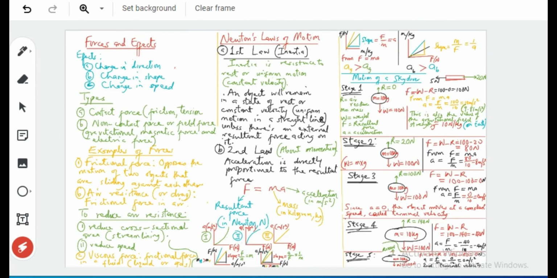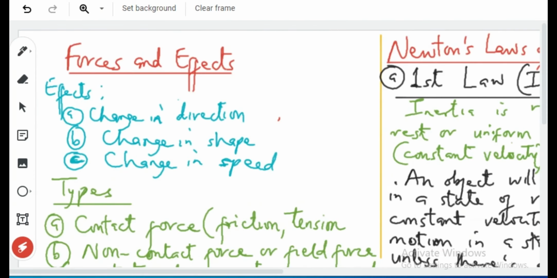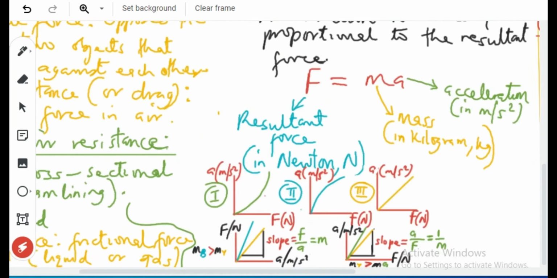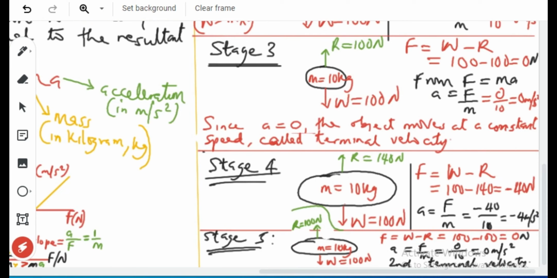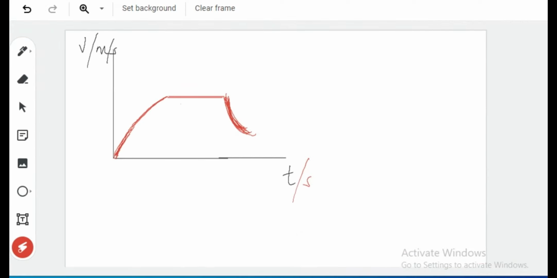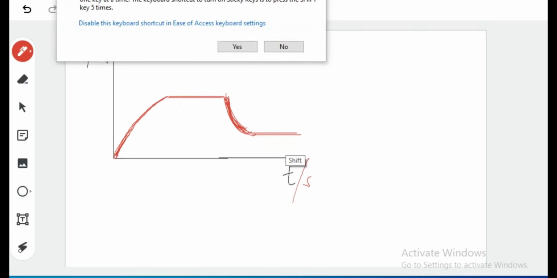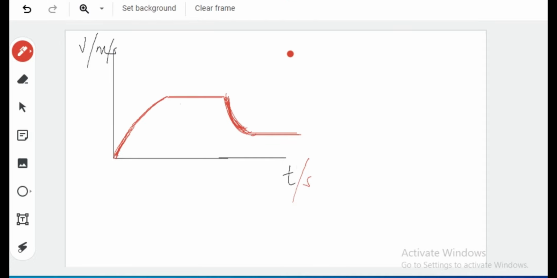So let's look at the final stage, stage 5. Constant speed, right? Yes, which is the second terminal velocity. So how will the graph go? Still horizontal, like this. So this is the first terminal velocity. Yes, and that's the second one. Now we know. First terminal velocity, and this one is the second terminal velocity.